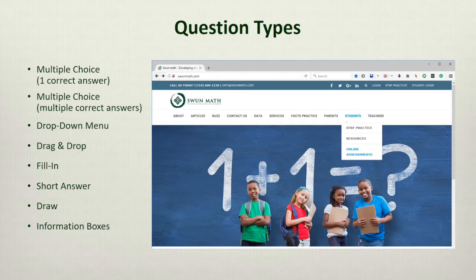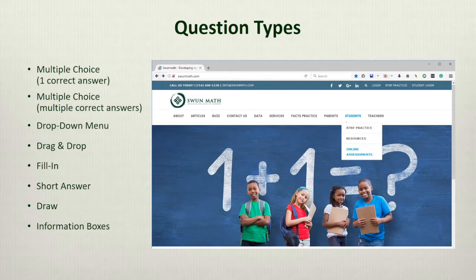In this video, you'll see the variety of questions students will be asked on a Swun Math online assessment, as well as the tools students will use to answer those questions. It's highly recommended that students view this video before they take their first online assessment so they can navigate the system successfully. Some of these question types are automatically scored by our system.